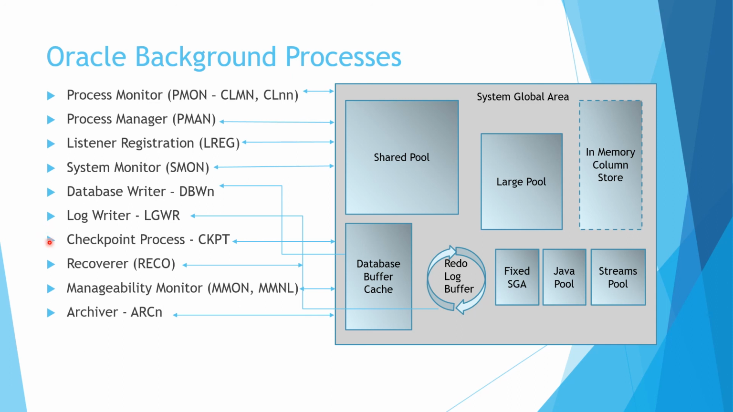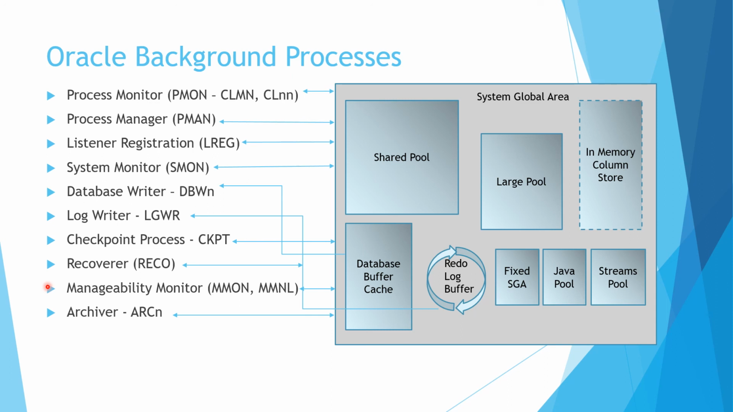The checkpoint process or CKPT signals the database writer process to write modified database buffers in the buffer cache to disk periodically. It updates the control file and data file headers with a checkpoint position, SCN, and location in online redo log where instance recovery must begin. The recoverer process, RECO, is used to resolve distributed transactions which are pending in case of system failure in a distributed database. The MMON and the MMNL or the manageability monitor light processes.